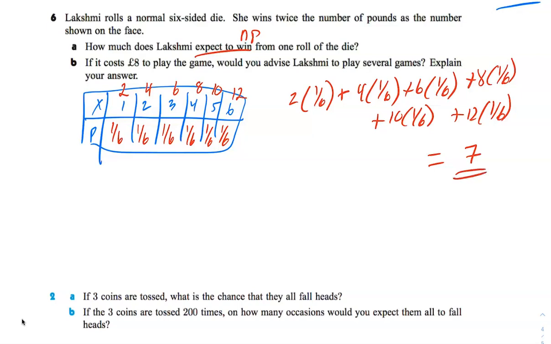I don't know the symbol for pounds. Oh, there it is. 7 pounds. If it costs $8 to play the game, would you advise her to play several games? Explain your answer. No. Right? Our expected value is $7. It costs $8 to play, so it's not a fair game. It's not even like I would advise her if we're making money, but we're actually losing money. So no.